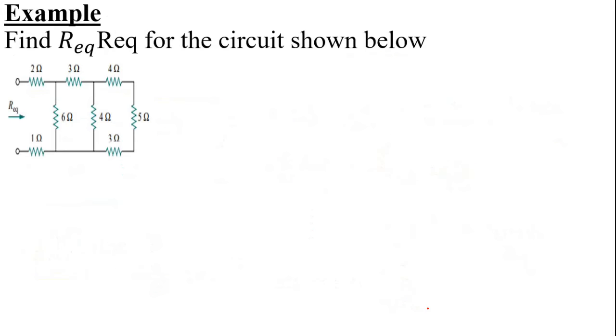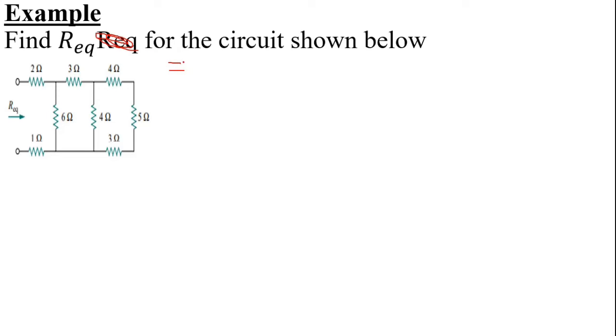So here is an example. It says find the equivalent resistance, R equivalent, for the circuit shown below. We have 1, 2, 3, 4, 5, 6, 7, and then 8 resistive elements. So the question says find the equivalent resistance for these 8 elements. So let's start.